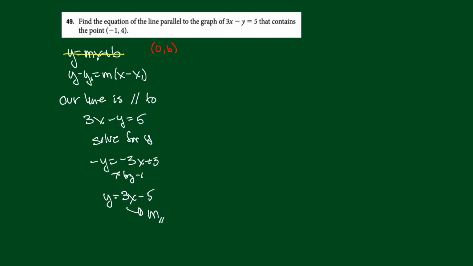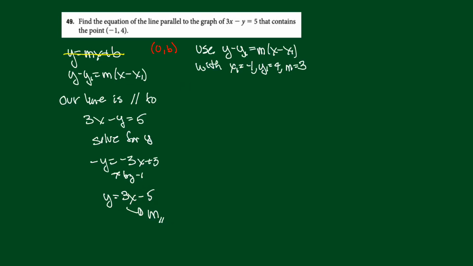Now here's what I'm going to say, so that you know exactly what I'm doing. I'm going to use y minus y1 equals m times x minus x1 with x1 equal to negative 1, y1 equal to 4, and m equal to 3. We got that 3, remember. Had to work for it. We got it right down here, from y equals mx plus b.